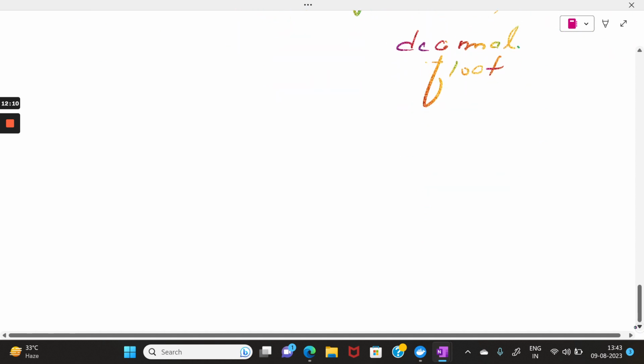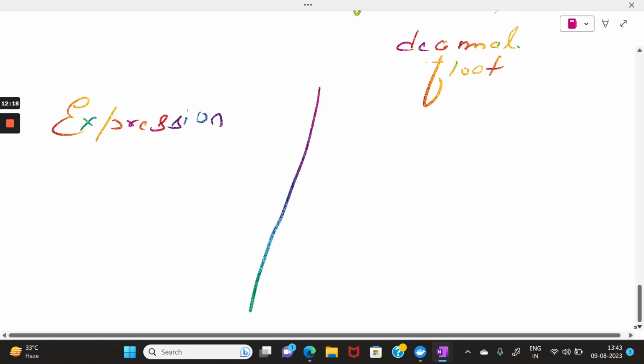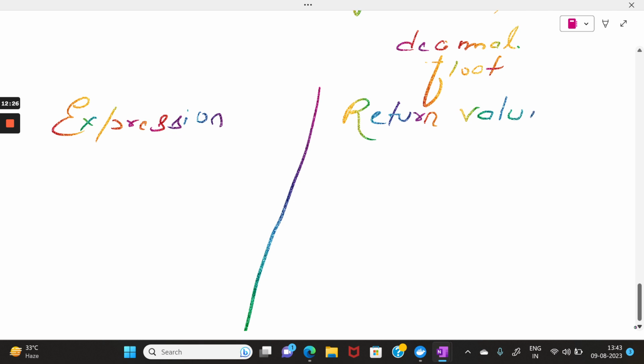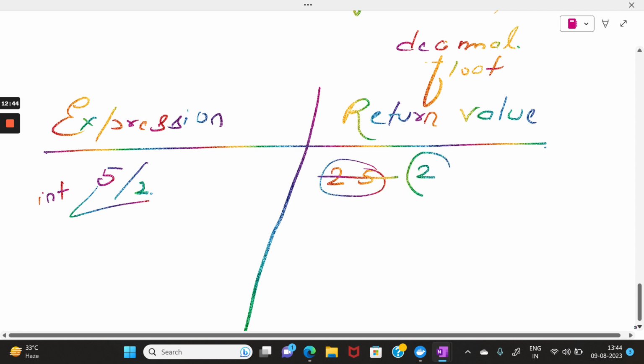So when we are doing the division, for example, we have some expressions like this, and we need to guess what the return value will be. Let's say our expression is 5 divided by 2. Of course, we know that it will be 2.5. But since both of them are integers, our computer will also give the integer part out of 2.5. So it will not give us 2.5. No, it will give us 2 only, because 2 is the integer part of 2.5.